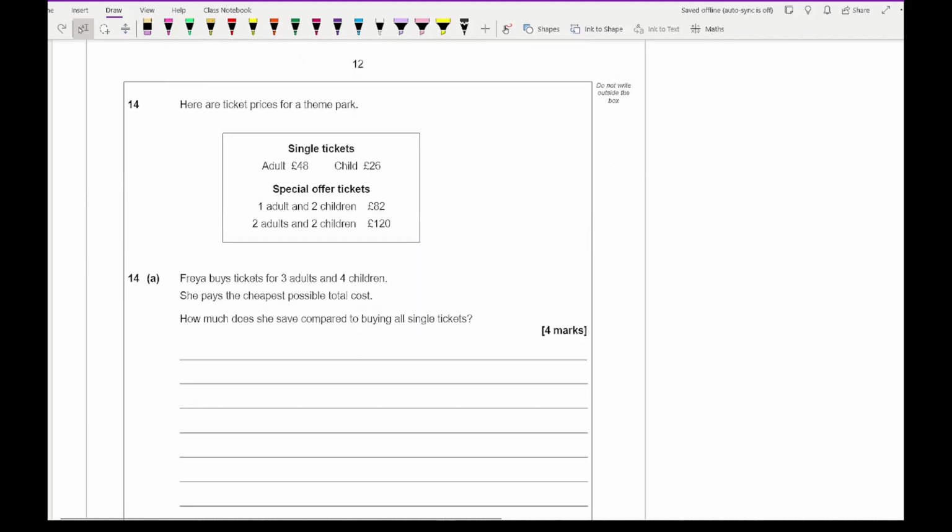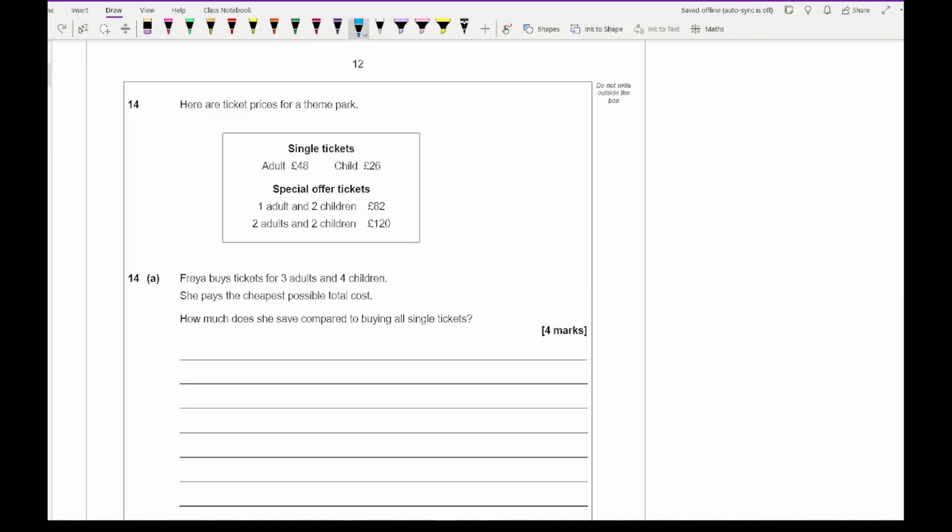For question 14, it says, here are ticket prices for a theme park, and we've got adult and children and special offers. Freya buys 3 adult tickets and 4 children tickets. She pays the cheapest possible total cost. How much does she save compared to buying all the tickets separate?